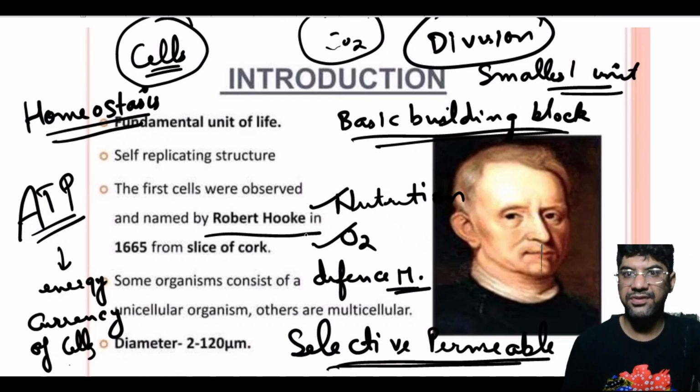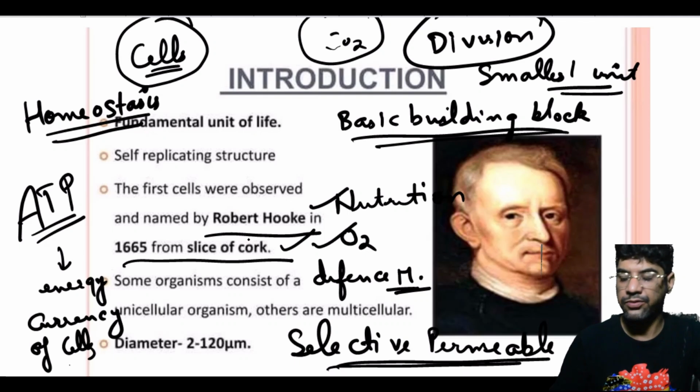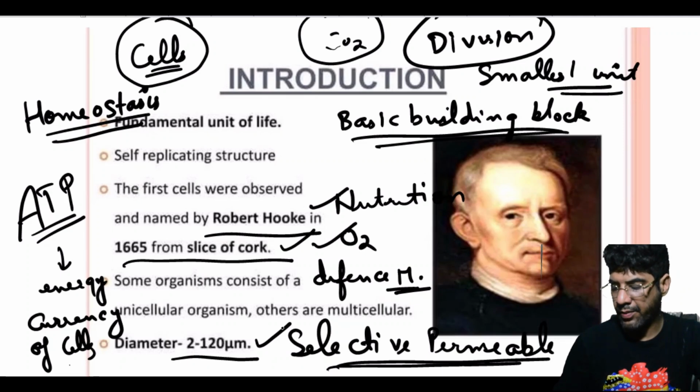Now, the first cells were observed by Robert Hooke in the year 1665 when he looked at thin slices of cork under a microscope. He saw tiny hollow structures that were named cells because they reminded him of small rooms in a monastery. Since then, the study of cells, or cytology, has evolved immensely. Cells come in various sizes and shapes. They can range from 2 to 120 micrometers in size.